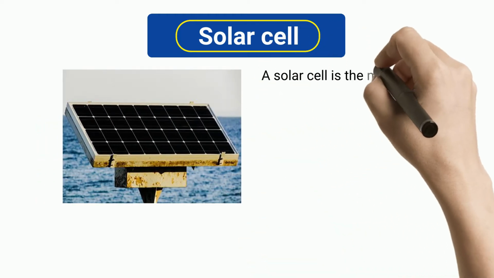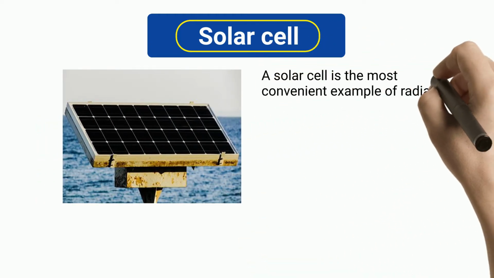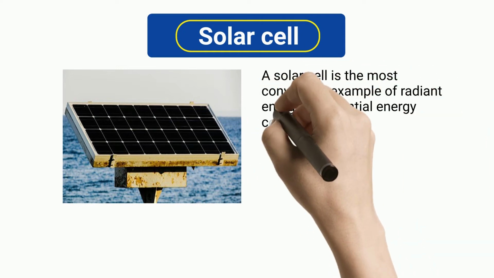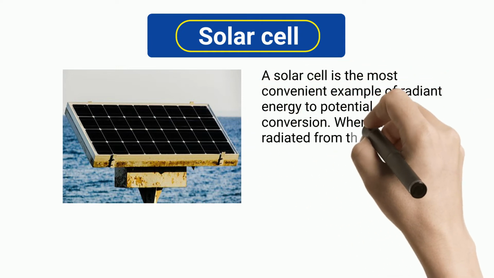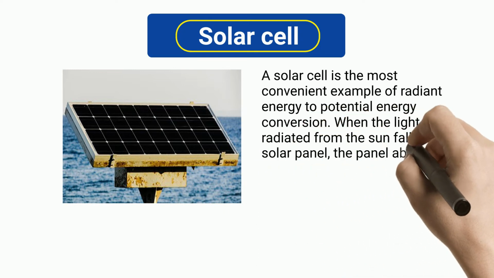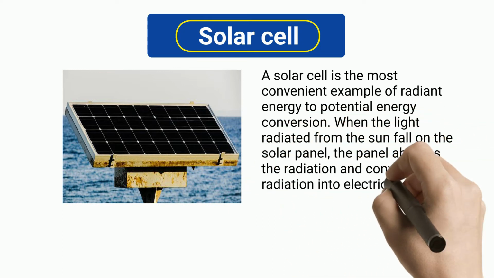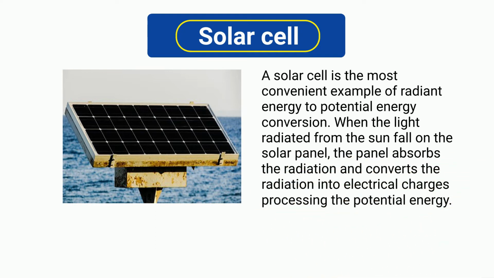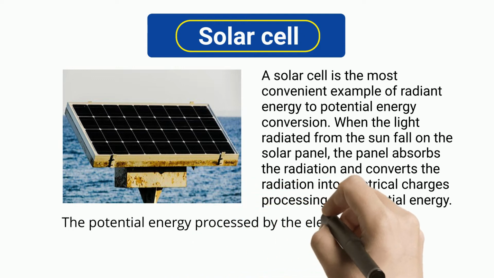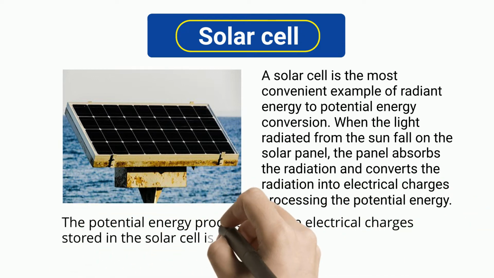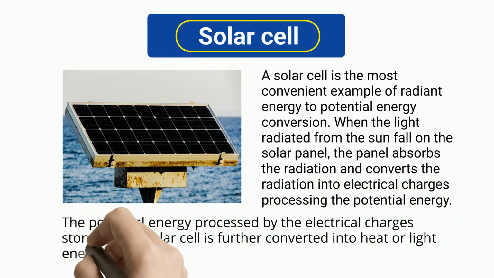Solar cell. A solar cell is the most convenient example of radiant energy to potential energy conversion. When the light radiated from the sun falls on the solar panel, the panel absorbs the radiation and converts the radiation into electrical charges, processing the potential energy. The potential energy processed by the electrical charges stored in the solar cell is further converted into heat or light energy.